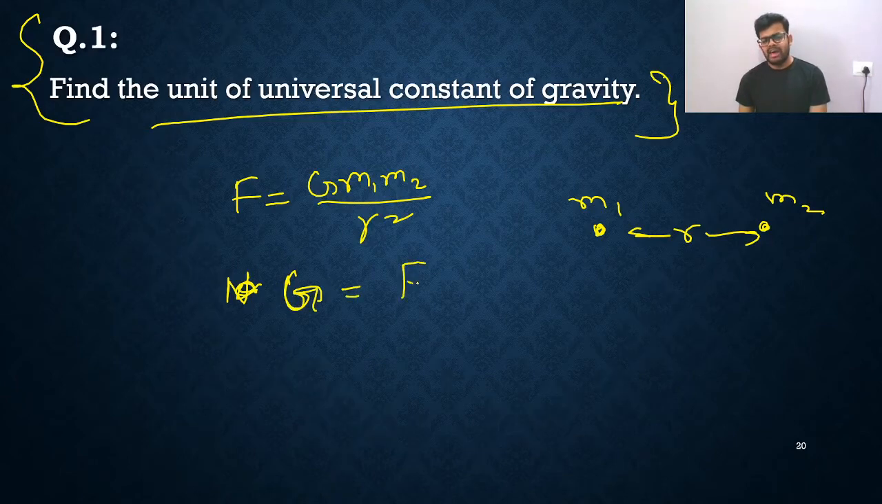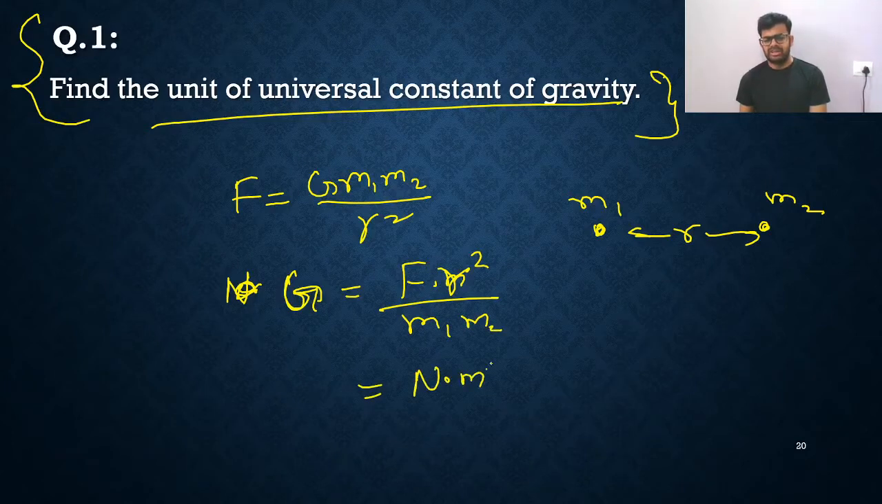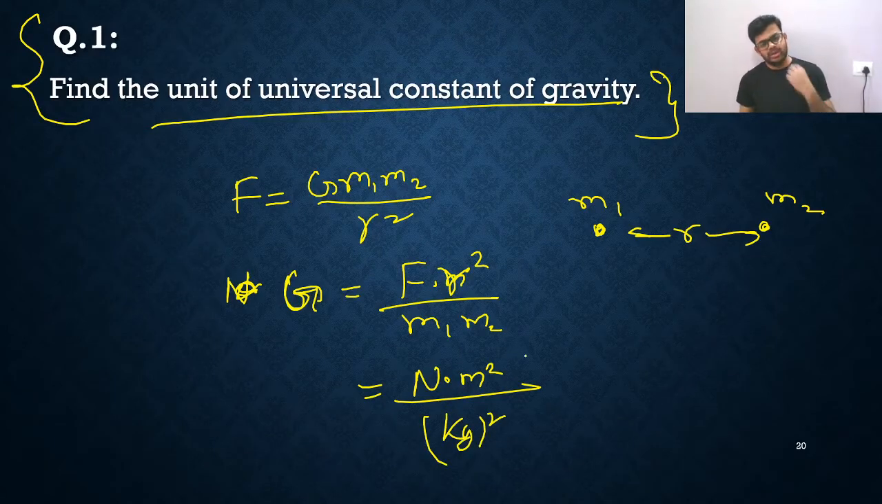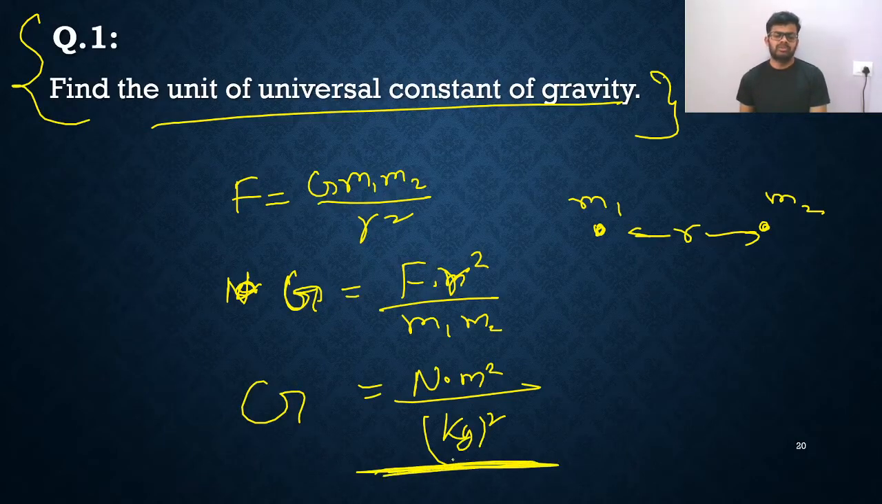How will I do it? G is F r square upon m1 m2. F is Newton, r square is meter square, divided by m1 m2 which is kg square. So Newton meter square per kg square will be the unit. That's all. This is the unit of G.